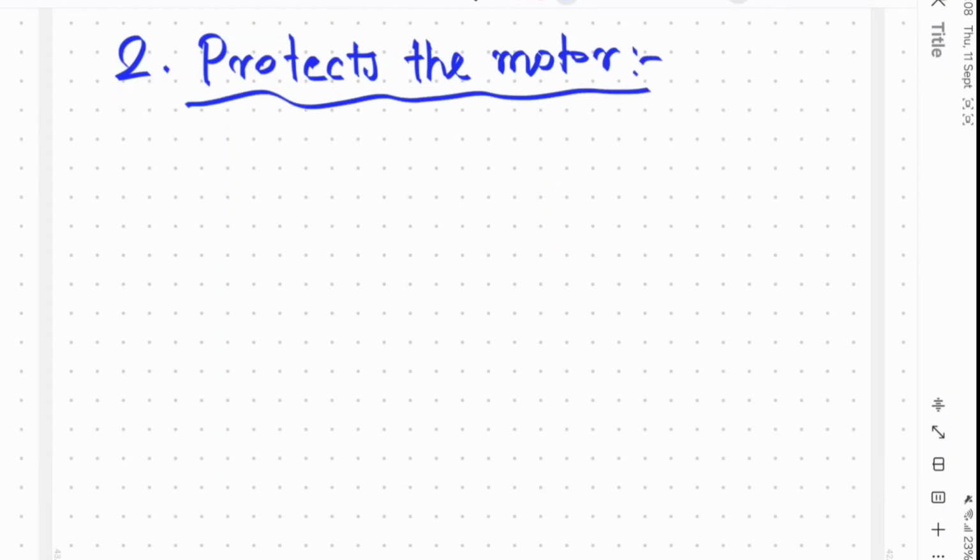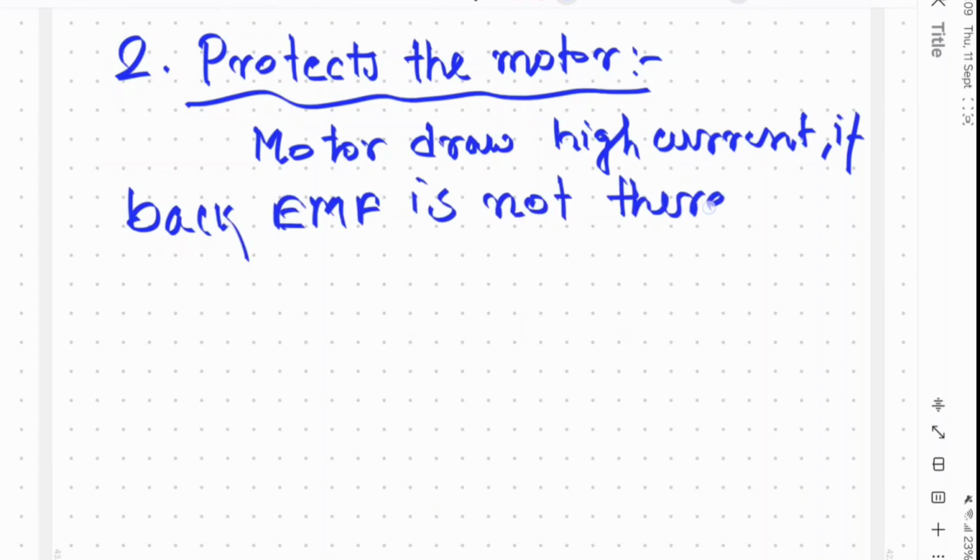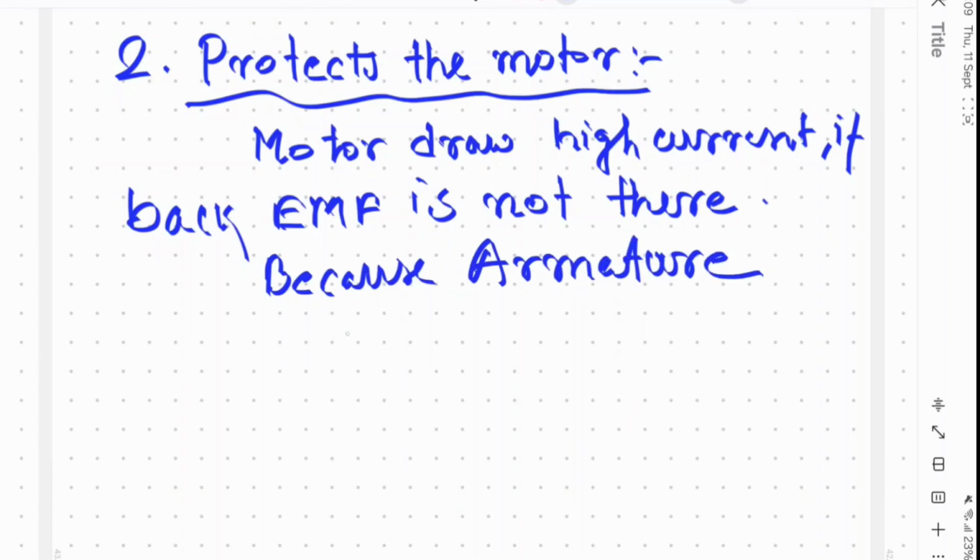The second role is that it protects the motor. How? Without back EMF, the motor would draw dangerously high current, if back EMF is not there, because the armature resistance is very low.